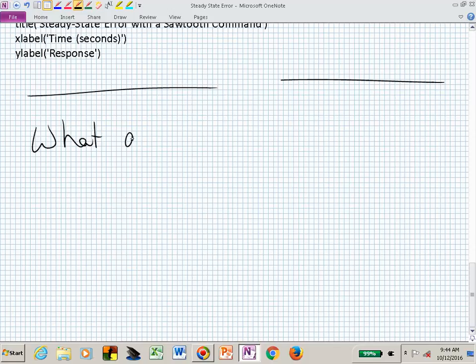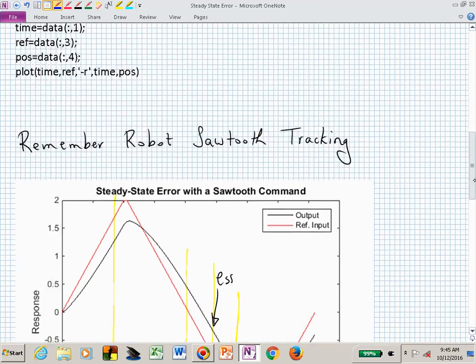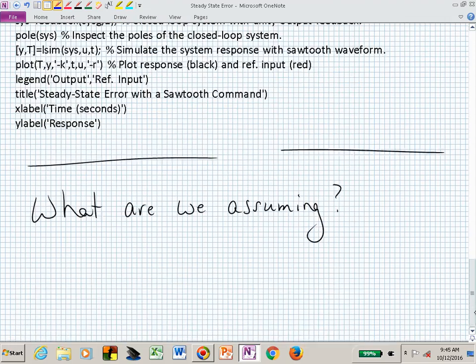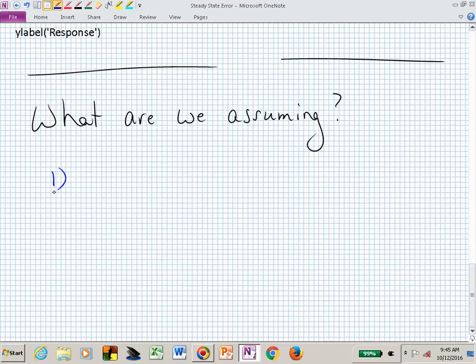When we are talking about steady state error, what are we assuming? That's the question I want to address now. It's pretty vague, but let's see if we can come up with some ideas as far as what are we assuming when we start talking about steady state error in these two situations and in general. One, what are we assuming happens with our system? That was vague too, wasn't it?